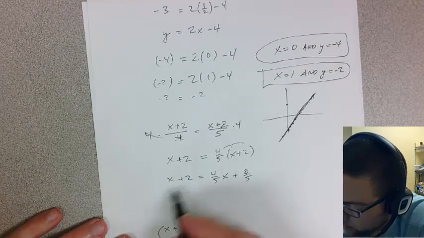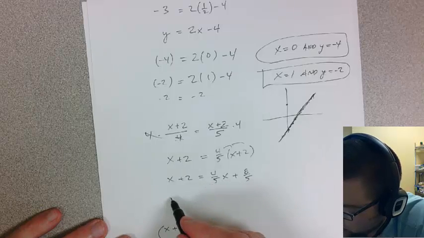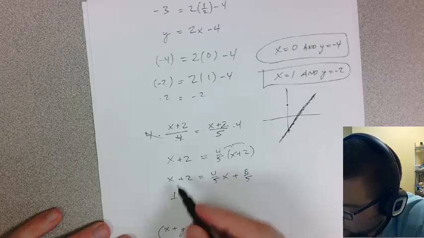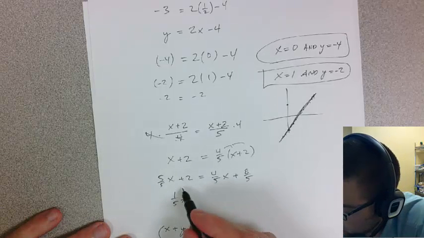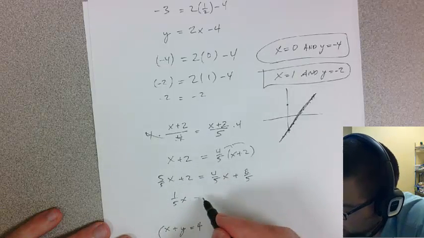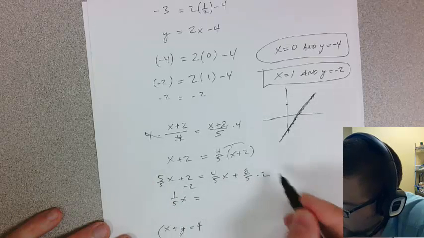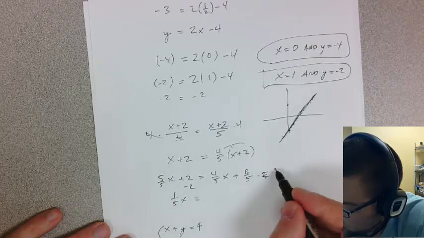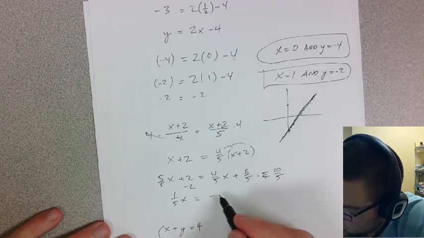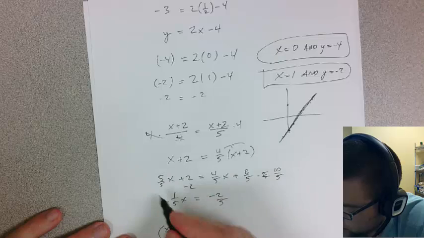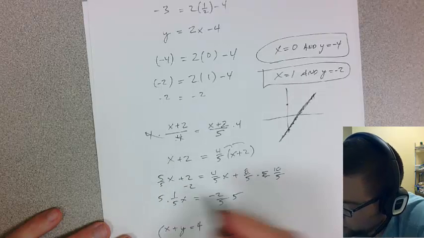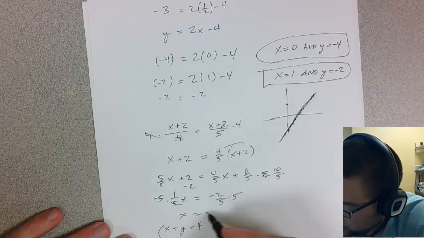Okay, and then subtract that over, and I get 1/5 x, right? Because this is 5/5 x. And then I'll subtract that over, so -2 on both sides. And this is the same as 10/5, so -2/5. And then I multiply both sides by the reciprocal. I'll say times 5 on both sides. So I get x equals -2.